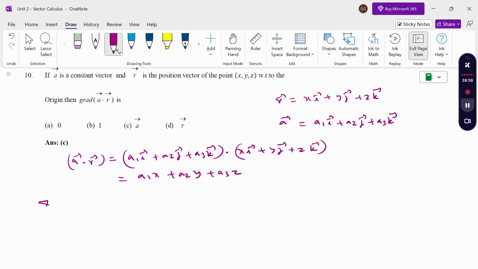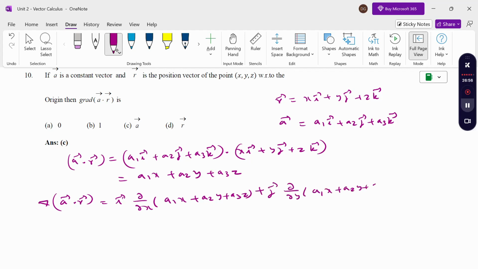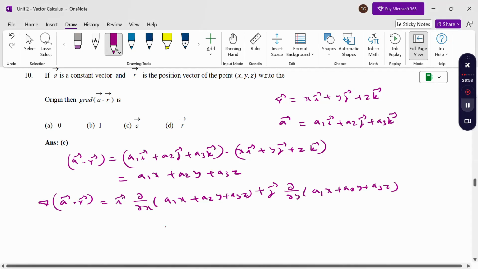Therefore del of a vector dot r vector is nothing but i vector dou by dou x of (a1x plus a2y plus a3z), plus j vector dou by dou y of (a1x plus a2y plus a3z), plus k vector dou by dou z of (a1x plus a2y plus a3z).